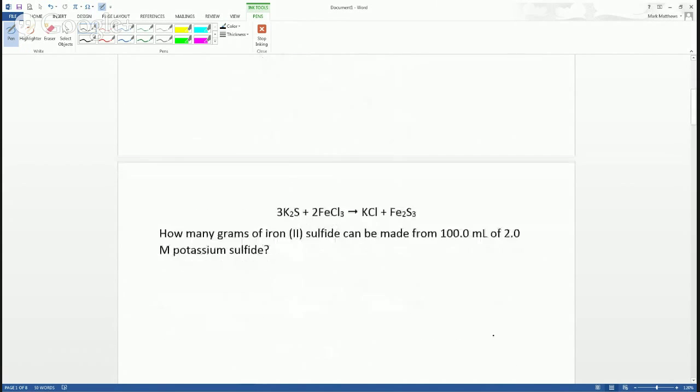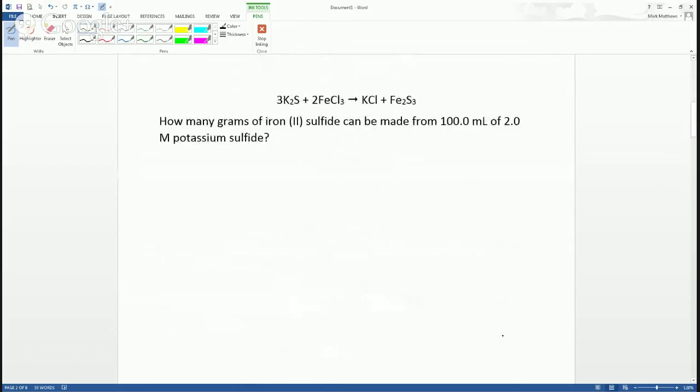So for example, let's say you've got a reaction between iron 3 chloride and potassium sulfide, and you want to know how many grams of iron 3 sulfide you can make from 100 milliliters of 2 molar potassium sulfide. So first, notice it's a stoichiometry problem because it's got the same setup as any stoichiometry problem: how much of this can be made from this much? Anytime you're converting between some amount of one thing to some amount of another thing, that's stoichiometry.